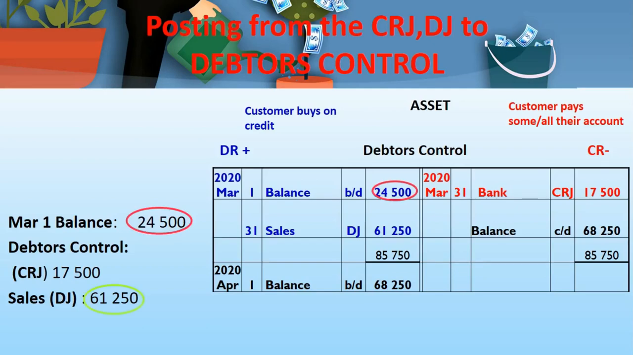We've then sold some goods on credit, to a total of 61,250. So again, we fill that in because someone has bought from us on credit. That's why it's on the debit side. So on the 31st, the detail will be sales, which is found in our debtors journal, and the total there is 61,250. We then look at when someone pays off their account or they start to pay off their debt.